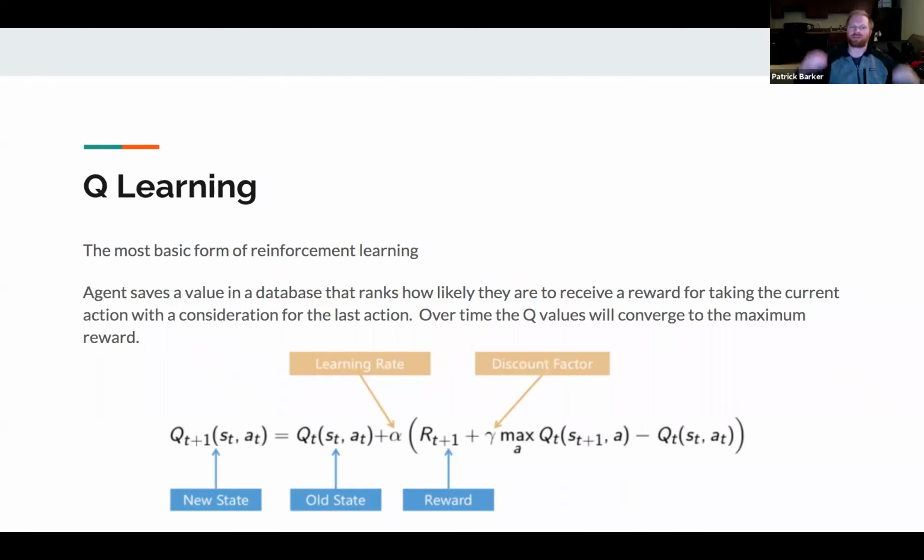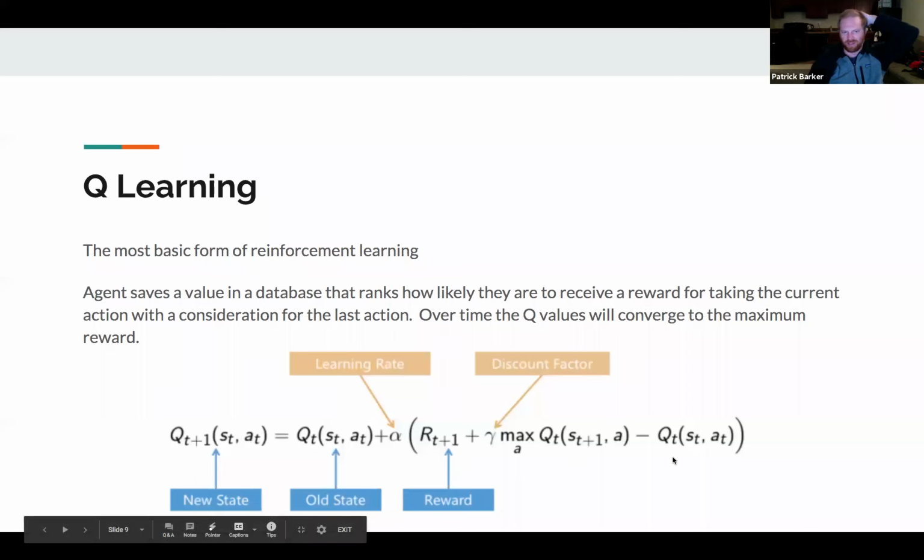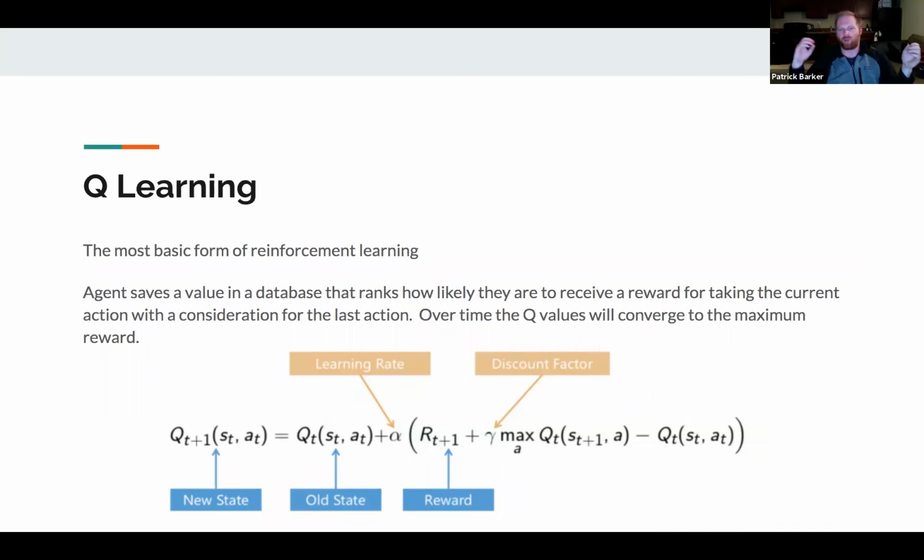So I'm going to run through some basic algorithms. Q learning is the original form of reinforcement learning. It was developed back in the 60s by Richard Bellman. It's really, really basic. This equation that you see at the bottom looks complicated, but it's actually pretty simple when you see it in code. Basically, when I take an action, I rank how much reward I got from that action and how much reward I got from the previous action, and I save those values into a table.